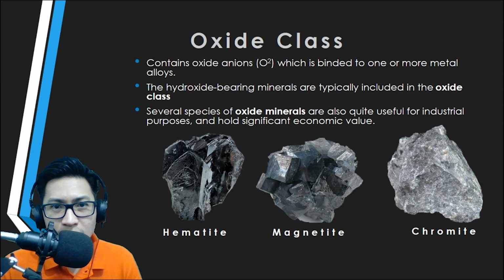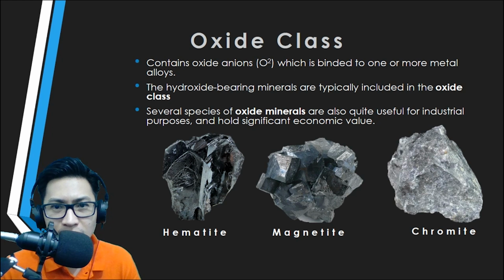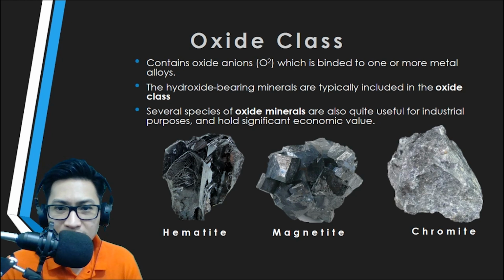The next one is the oxide class. It contains oxide ions or O2, which is bound to one or more metals. Okay? The hydroxide-bearing minerals are typically included in the oxide class. Several species of oxide minerals are also quite useful for industrial purposes and hold significant economic value. Most of the oxide class are dark in color, like for example the hematite, the magnetite, and the chromite.